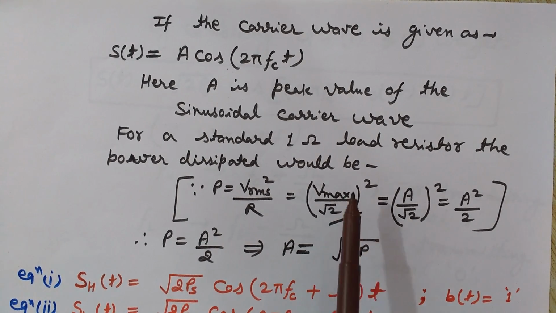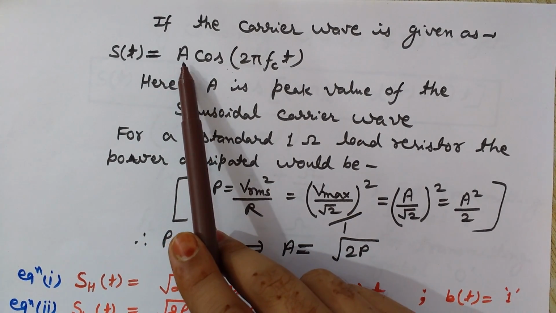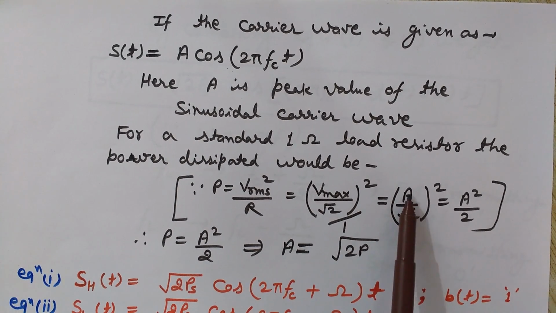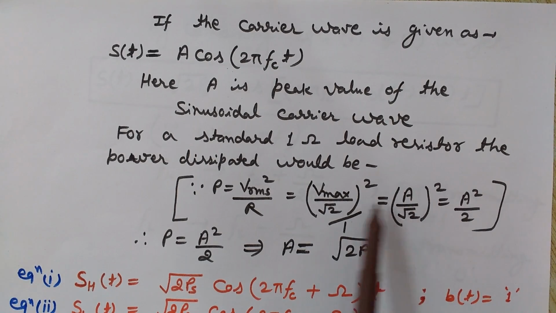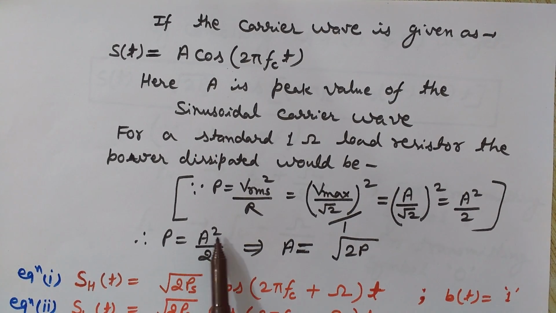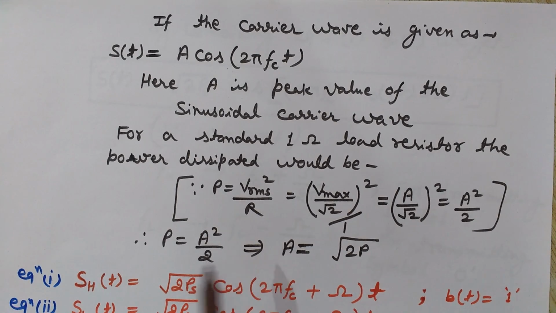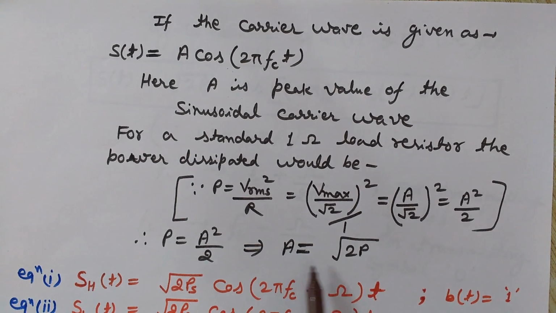And we know that Vmax is what? From this equation we know here we get the maximum amplitude. So Vmax is A. So replace this Vmax by A, and root 2 and whole square, divided by 1, means it is simplified to A by root 2 whole square. If you solve this, you get A square by 2. So we get power is equal to A square by 2. And from this we have A is equal to under root of 2P. So in this equation, just replace this A, the maximum amplitude, by root 2P. P is the dissipated power here.